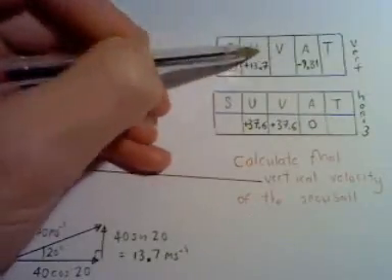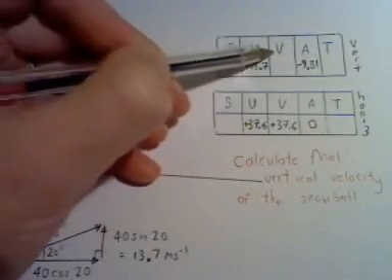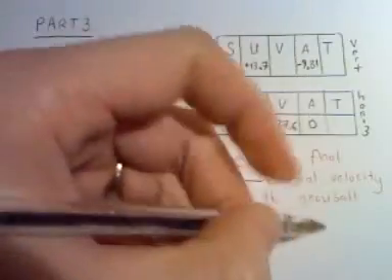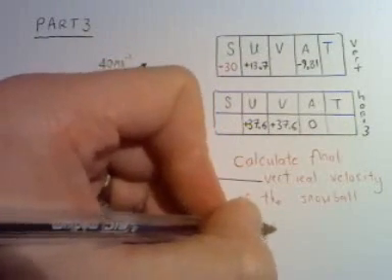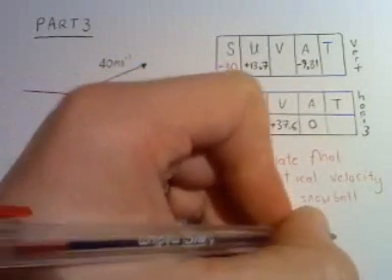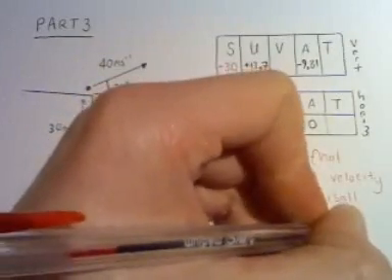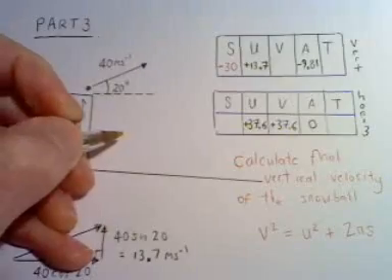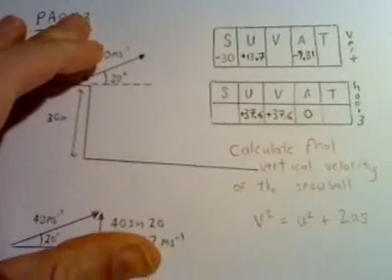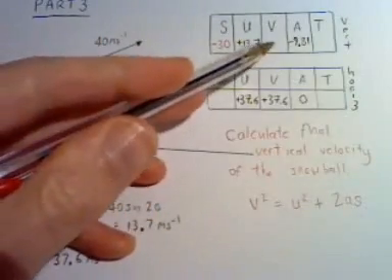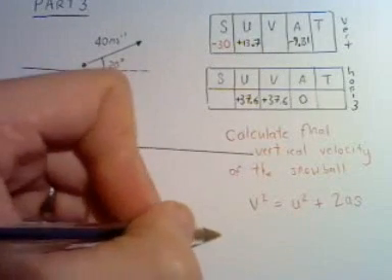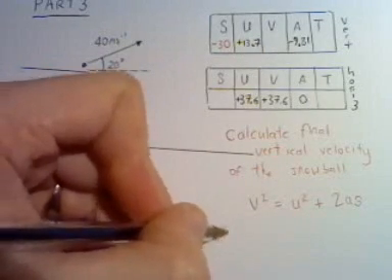Well, we need an equation that links in s, u, v and a. So v squared equals u squared plus 2as. If I just move that there to create a little bit more space, and we're trying to calculate v. So let's substitute in what values we have there.